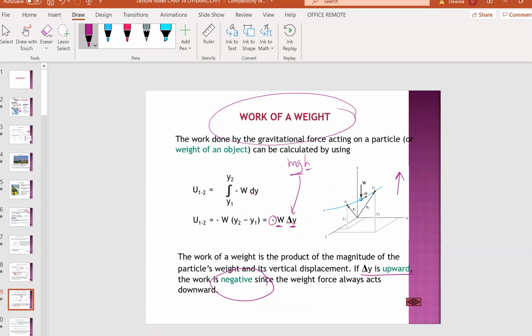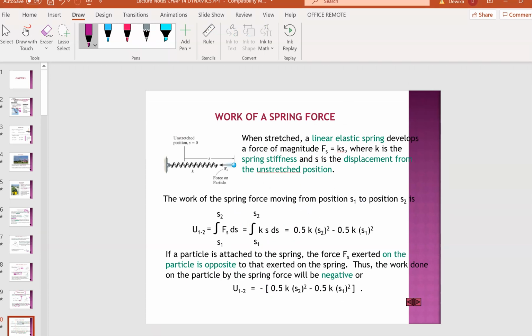Okay, the next one would be work because of spring. When stretched, a linear elastic spring develops a force which is F equals Ks. K is the spring stiffness, how stiff or how strong the spring is. The bigger the K value, the stiffer the spring. The smaller the K value, the softer the spring. S would be the displacement from the unstretched position.